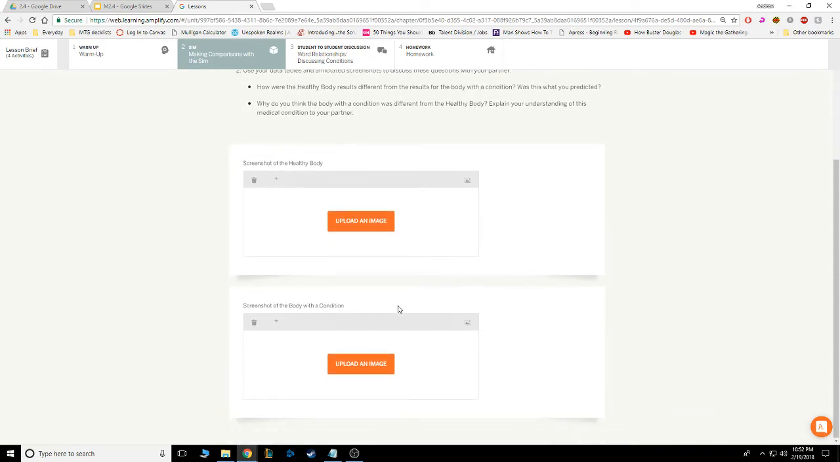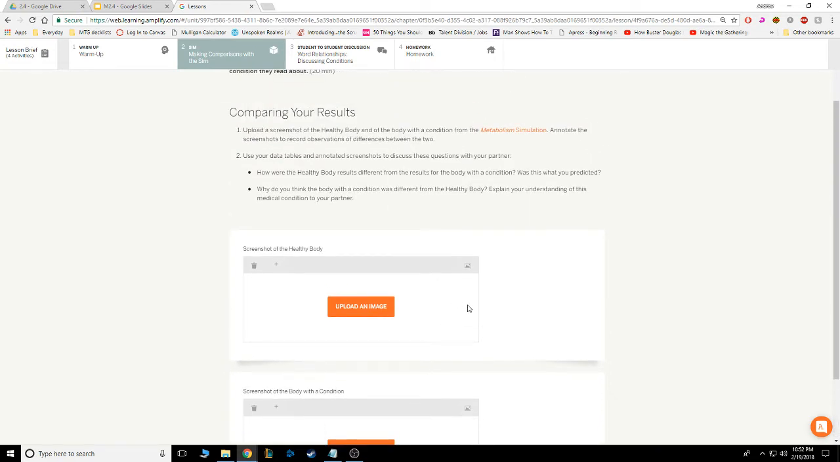Although I don't have any screenshots in here, I can tell you for certain that when you have asthma, one of the main things you'll annotate and note is that the lungs lack as much oxygen in a body with asthma as they do in a healthy body. You're going to explain that to your partner. These are the questions you're answering when explaining.